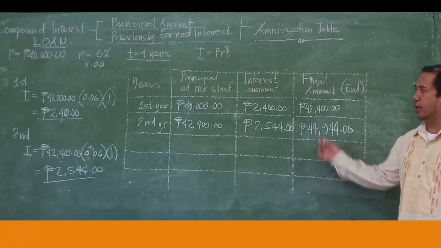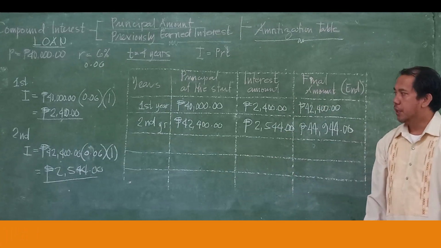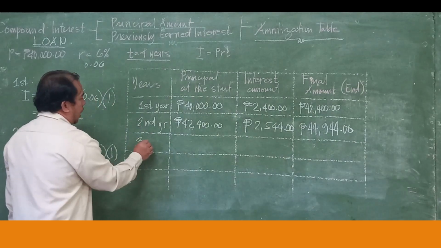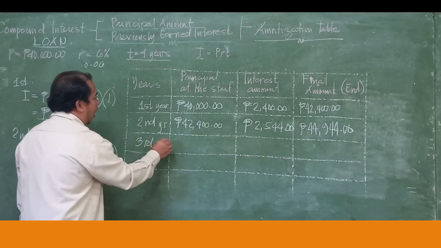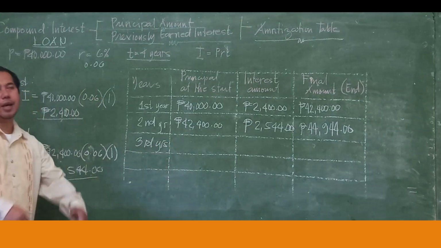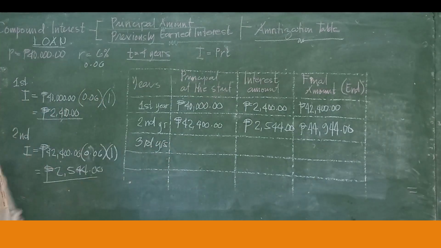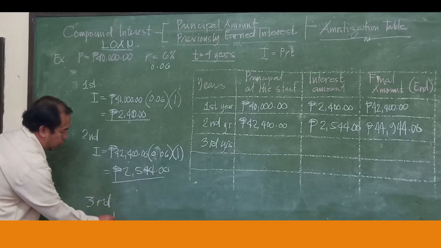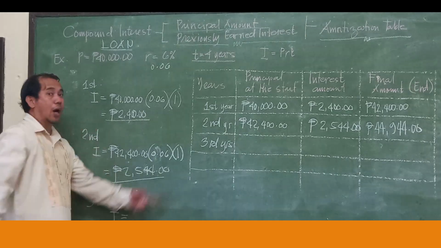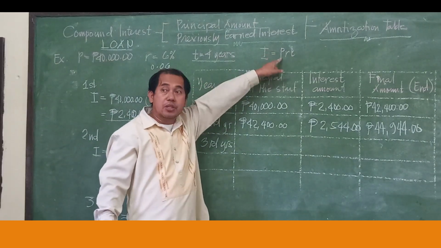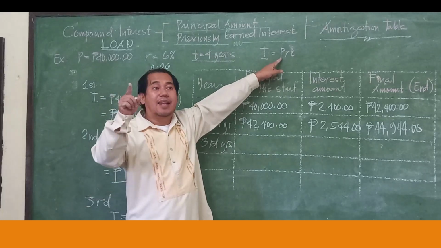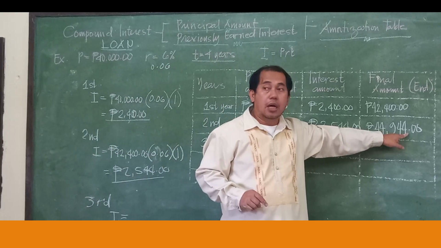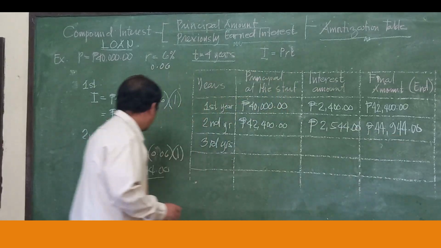Yes. Again, let's try to show it in the next computation. In the next computation, third year tayo. Let's try to compute for the third year. How much is the final amount and the interest in the third year? What would be the interest? Again, our principal will be the final amount in the second year. Are you following? Yes. Okay. That would be our principal.